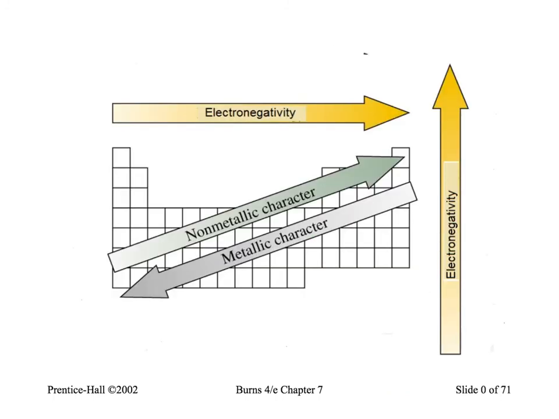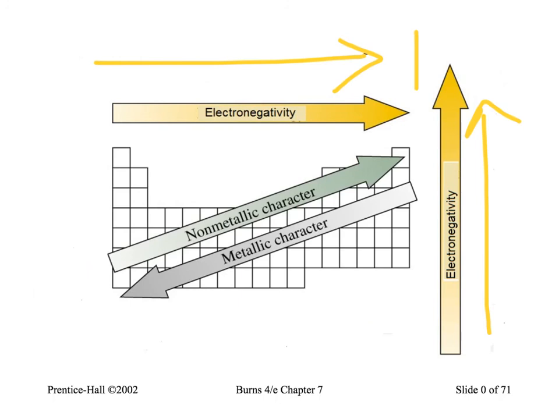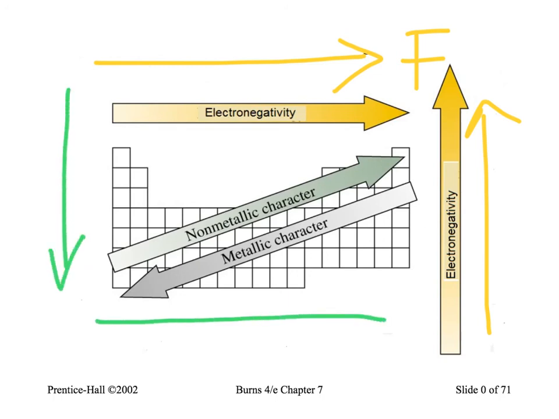So this is kind of a summary, because you can see the electronegativity increases when you go up in a group and to the right in a period. That's why fluorine is the most electronegative element of all in the periodic table. And what about metallic character? It is the opposite. It increases as you go down or left in the periodic table. That's why francium, which is located in this corner, is the most metallic of all.